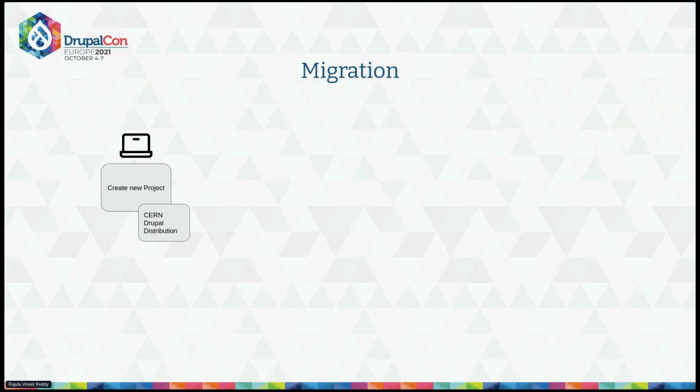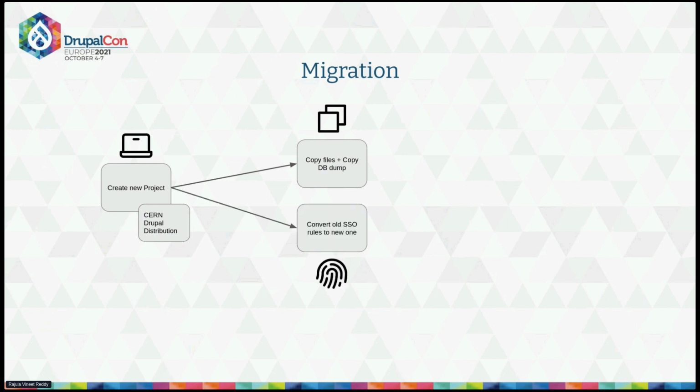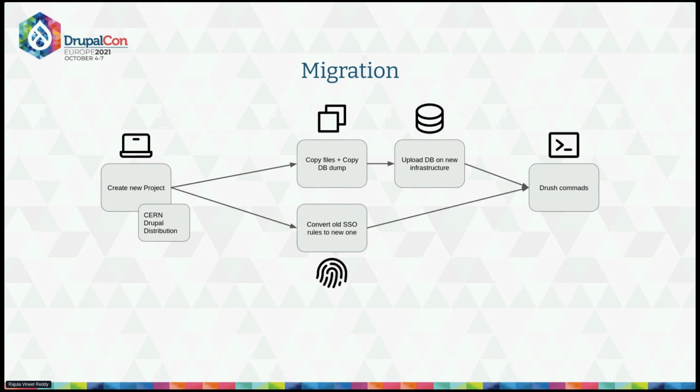First of all, we create a new project in the new infrastructure. In this project, we use our CERN Drupal distribution that has been created, but we create a blank website. Then we copy into this blank website the files from the old website. We also copy a database dump. And at the same time, we convert the old single sign-on rules into the new ones. After copying the files and the database dump, we upload the database into the new infrastructure. And then we run some drush commands that allow the website to look exactly like it was previously.